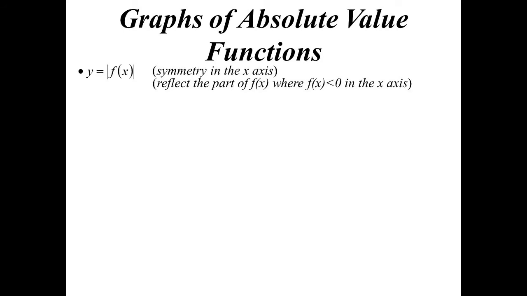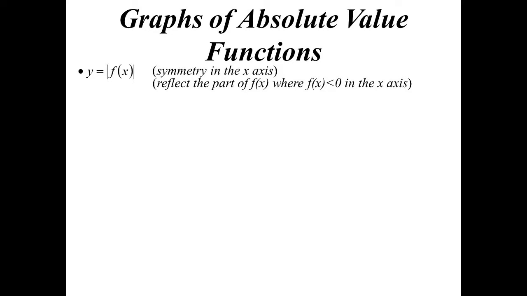Next type of graph, absolute value graphs. We've talked about the very basic absolute value graph of linear functions, but what about absolute values of other things? So the first one to think of, y equals the absolute value of some function. What will happen in the graph here? We will end up with, well, this is a bit misleading what I've said, symmetry in the x-axis.